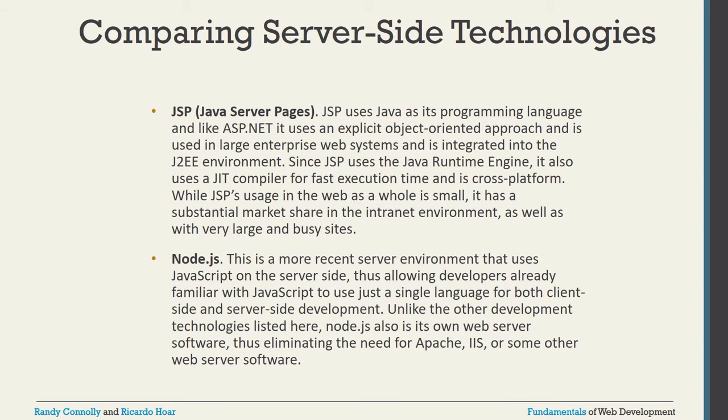Another thing is JSP, that is called Java Server Pages. JSP is generally the Java programming language like ASP.NET, but it uses an explicit object oriented approach, and it is used in large enterprise web systems and integrated into the J2EE environment also. JSP uses the Java runtime engine JRE, and it also uses the JIT compiler, Java just in time compiler, for fast running, and it is cross platform, so any platform we can use.